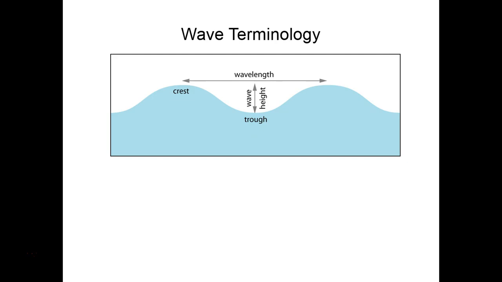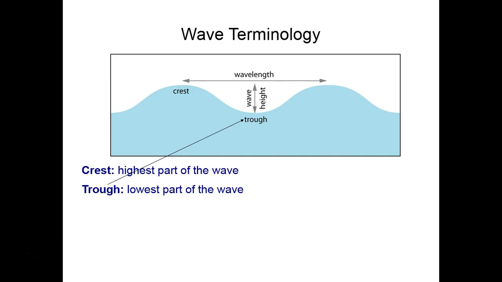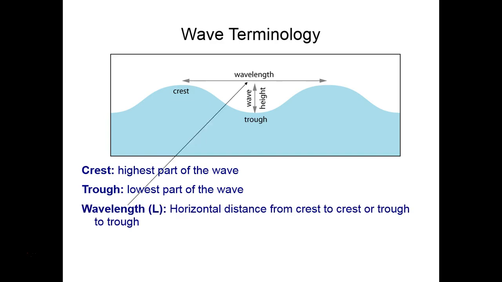Okay, let's go on to some more wave terminology. Again, the crest is the highest part of the wave. The trough is the lowest part of the wave. Then we can measure the distance from one wave to the next by using a term called the wavelength, designated as a capital L. This is the horizontal distance from crest to crest, or it can also be measured from trough to trough. The crest is the highest part of the wave, the very center of the wave, so you're measuring from the very center of the wave to the very center of the very next wave.